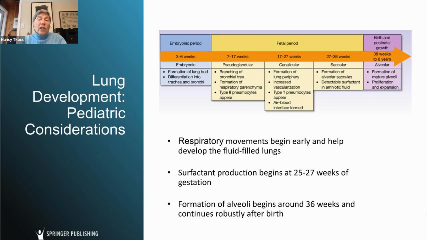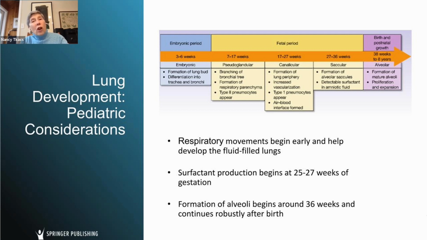You have the 17 to 27 weeks. You start to form more of the lung periphery and even some connective tissue, increasing the vascularization, really having angiogenesis of the pulmonary alveolar capillaries to supply that gas exchange surface. The type 1 pneumocytes appear, and that air-blood interface begins to form. In the 27 to 36 week phase, you start to have more alveolar saccules in the development of the multi-branching airways. And you can also detect surfactant in the amniotic fluid.